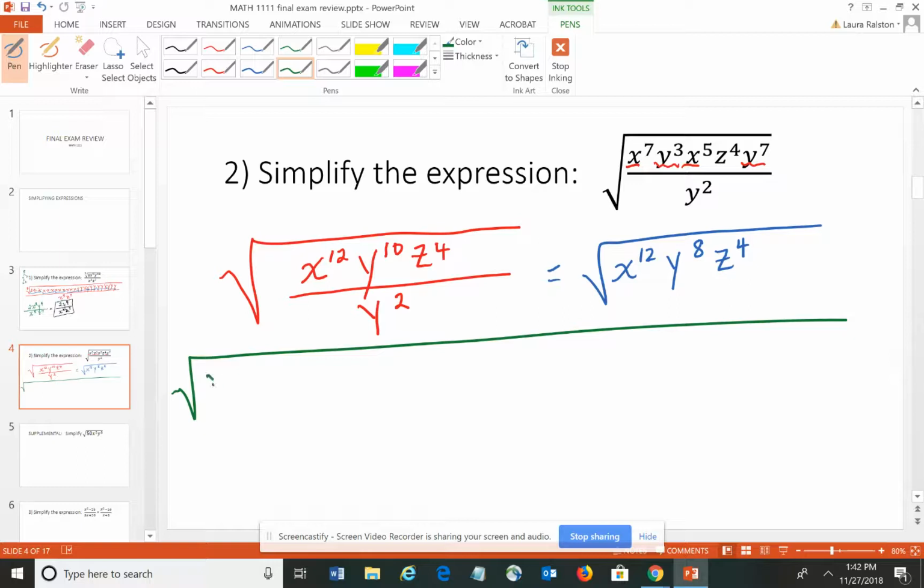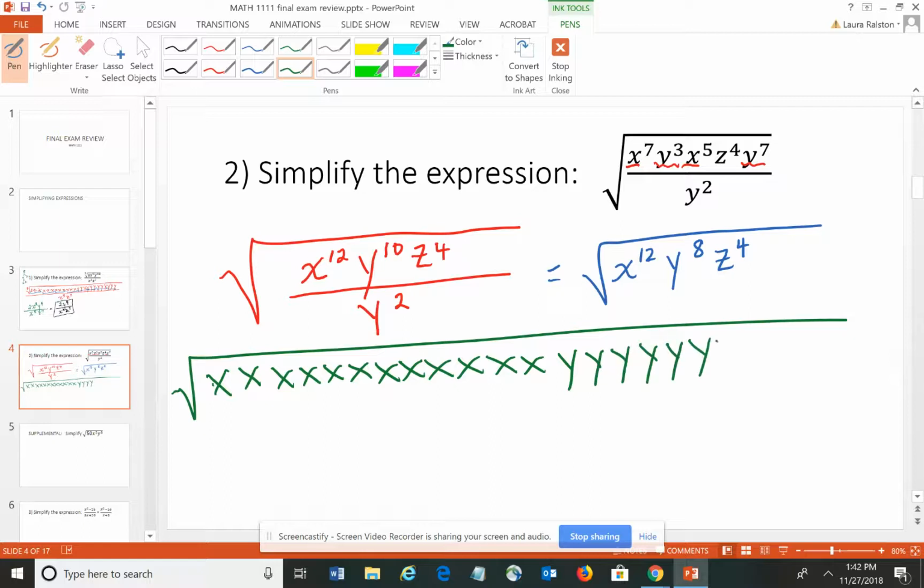We'd have 12 x's, 8 y's, and 4 z's. Okay, and then we're doing a square root, so we're going to look for pairs of 2. So I have 1, 2, 3, 4, 5, 6 pairs of x's.